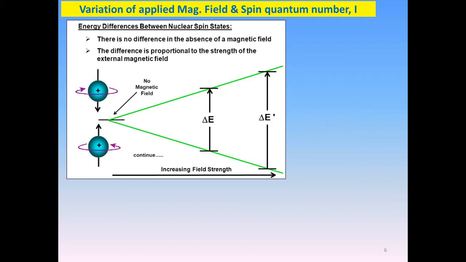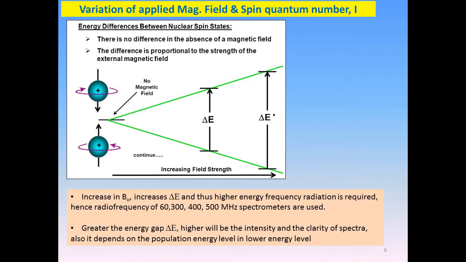As we know, in the absence of the applied magnetic field, the energy states have the same energy. But with the influence of the applied magnetic field, the energy difference between these two states increases with the applied magnetic field. So an increase in B naught increases delta E, and thus higher energy frequency radiation is required. Hence radio frequency spectrometers of 60, 300, 400, 500 megahertz are used. The greater the energy gap, the higher the intensity and clarity of the spectra. It also depends upon the population of the lower energy state.